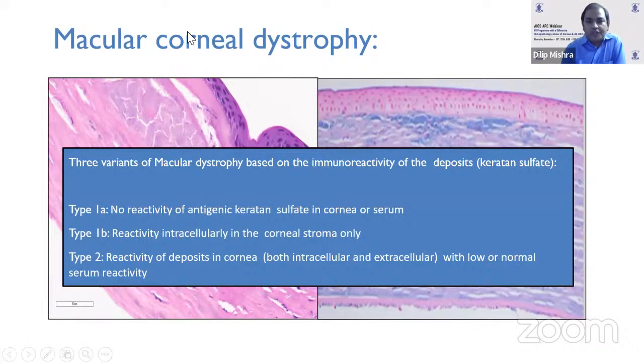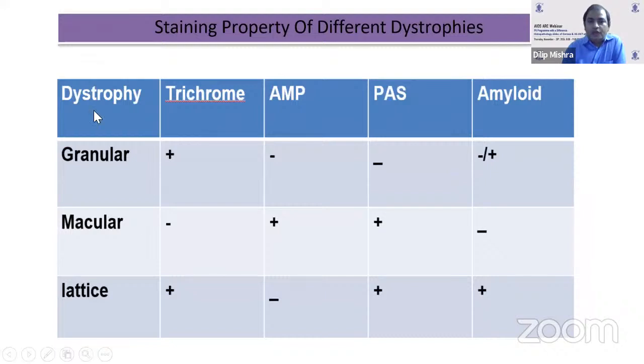So macular corneal dystrophy has three types: type 1A, 1B, and 2. 1A means no reactivity of antigenic keratan sulfate in cornea or serum, whereas 1B has reactivity intracellularly in the corneal stroma only, and type 2 has reactive deposits in the cornea, both intracellular and extracellular, with low or normal serum reactivity. And overall, for the staining properties of these dystrophies, lattice dystrophy is Congo red positive, macular is Alcian blue positive, and granular dystrophy is Masson's trichrome positive.